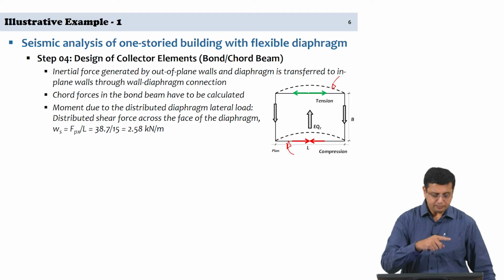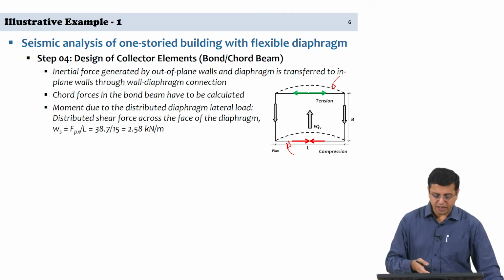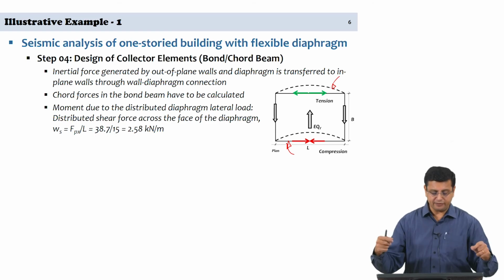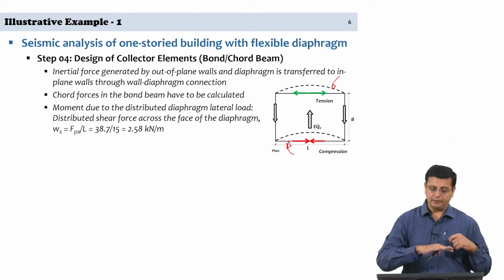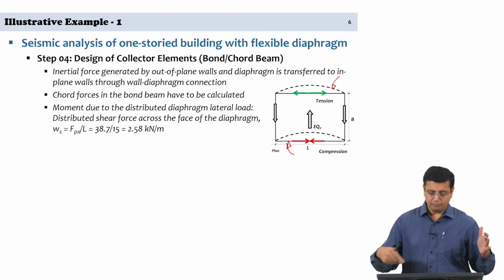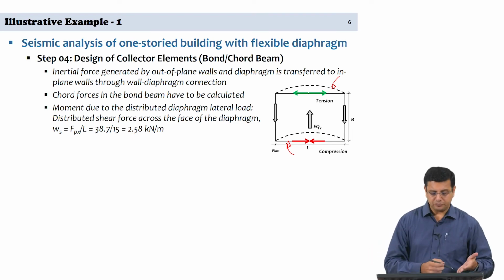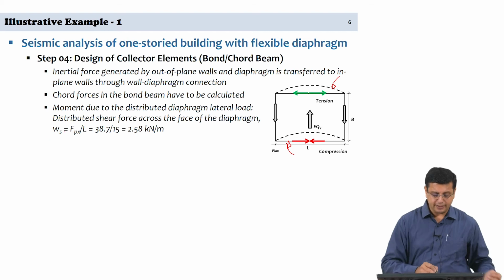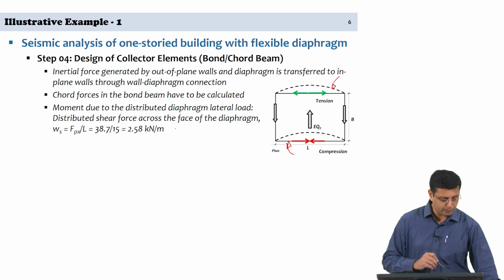because of the deformation of the diaphragm itself. So, the distributed shear force across the face of the diaphragm: we calculated the design force of the diaphragm as 38.7 kilonewtons, and the length of the diaphragm perpendicular to the direction of the earthquake action is L, which is 15 meters. So, the distributed shear force Ws is nothing but 38.7 divided by 15, which is 2.58 kilonewton per meter run.